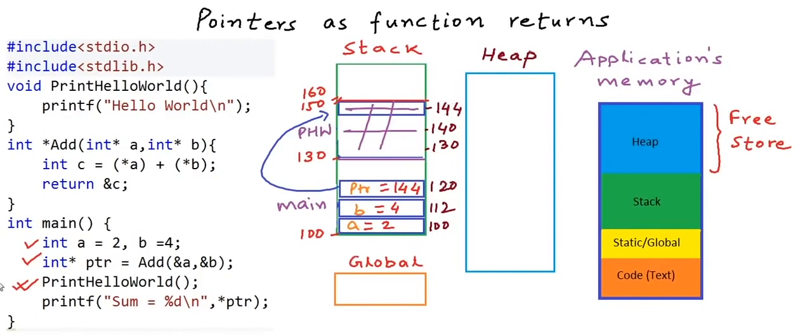So when we come here to this print statement to print the value at this particular address, we get some garbage value. Now the obvious question would be, why did we get the right value when we were not making a call to print hello world?